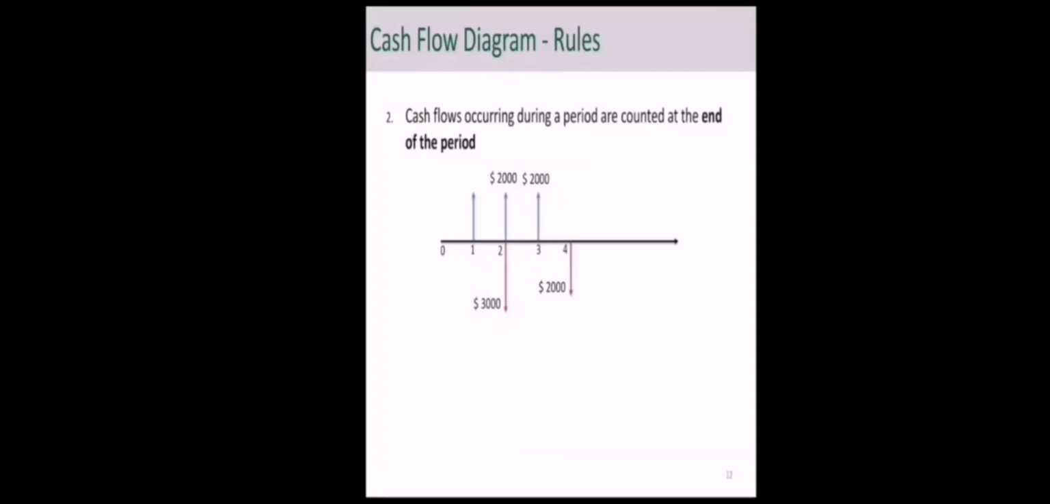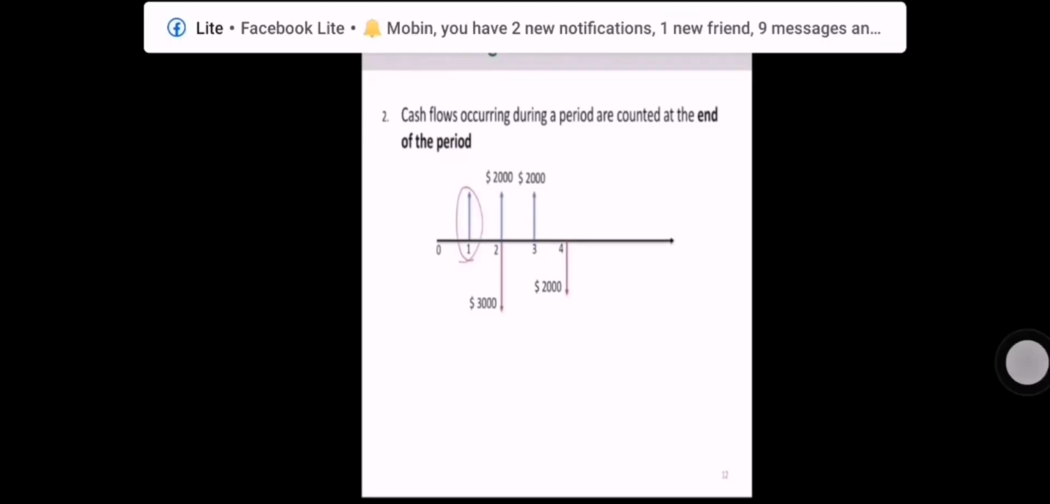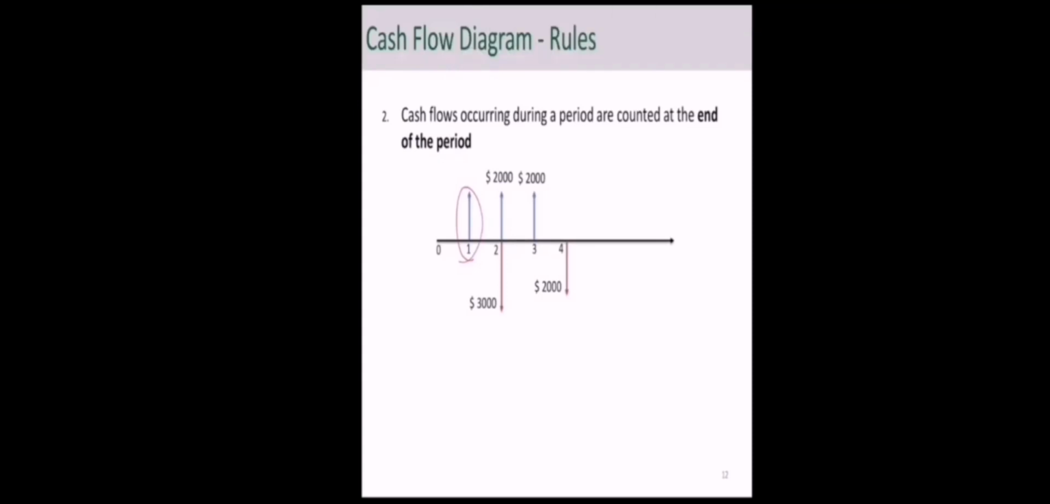And the next one is number 2, cash flows occurring during a period are counted at the end of the period. So here, the cash flow, for example, is the month 1. Sorry. So, for example, the month 1 is counted only at the end of the month. For example, we start in the first month of the year, January. So the January 1 is the start here at 0, and at the end of the month is where our month 1 comes in.